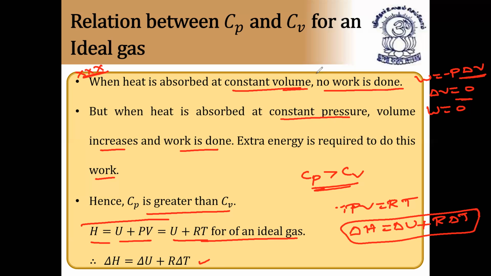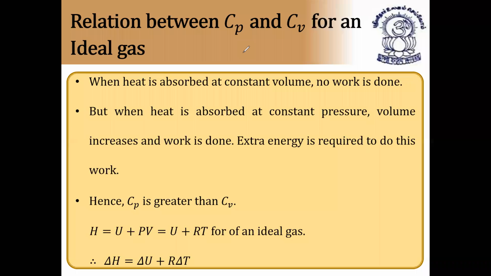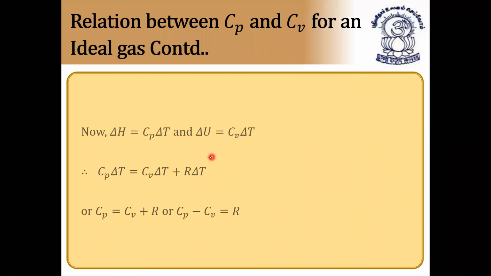Next, why is work not done at constant volume? Because at constant volume delta V becomes zero, so automatically work done becomes zero, since we already know work done is equal to minus P into delta V. So when heat is absorbed at constant volume, no work is done. But when heat is absorbed at constant pressure, volume increases and work is done. So to find that work, you can do like this. I hope it is clear. If you do numericals, you can understand clearly. Yes, copy down whatever is given in the PPTs.